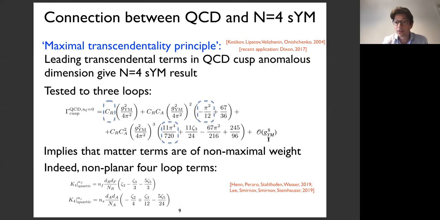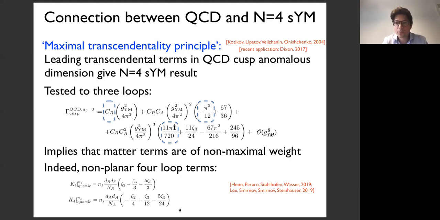Now, there's another connection between N equals 4 and QCD, which is very well known, and that's the maximal transcendentality principle. So that principle says that the leading transcendental terms in this quantity, in the QCD result, give the N equals 4 result. And just to illustrate, let me show this for the QCD answer up to 3 loops, where I've set the matter contributions to 0. So this is the full answer, and you see the terms encircled in blue. These are the highest weight terms, the highest transcendental terms at each order, and those just give the N equals 4 answer.